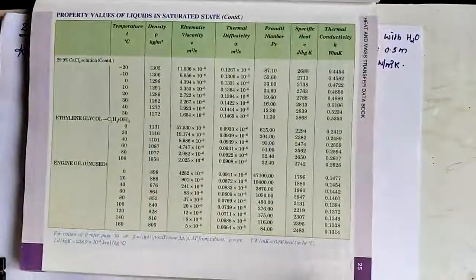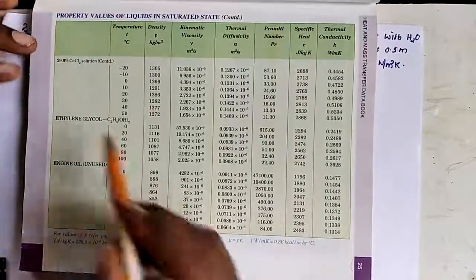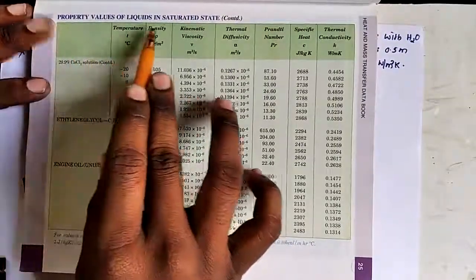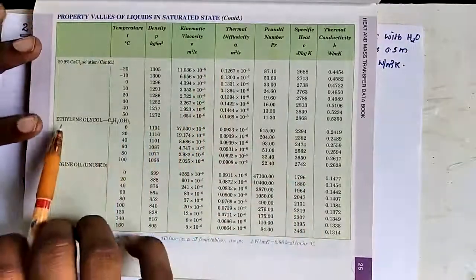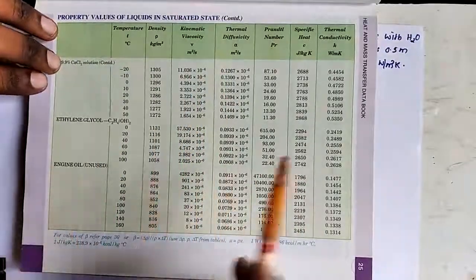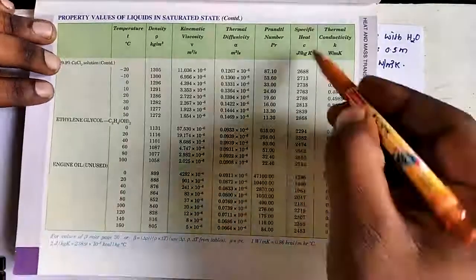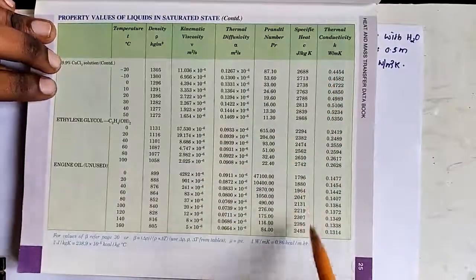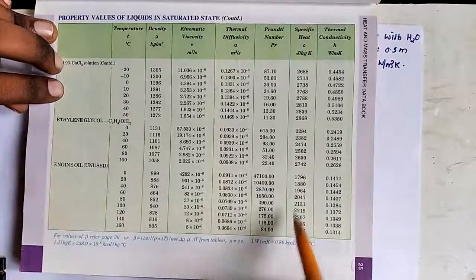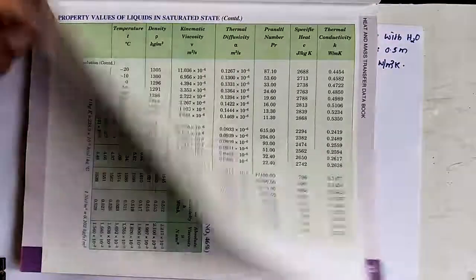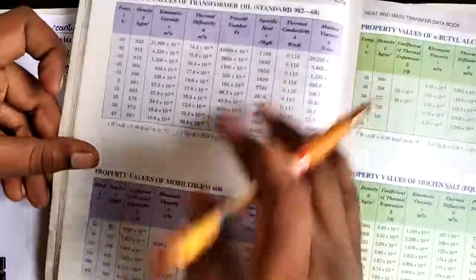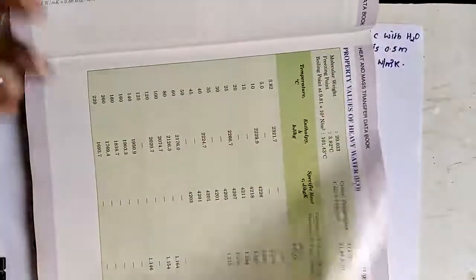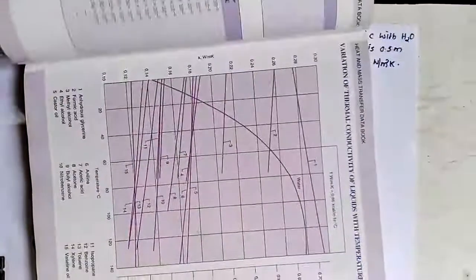In this HMT data book, from page number 25, we can see property values for a lot of liquids in the saturated state. Ethylene glycol is there, and the engine oil, which is what our question gives. Here the specific heat capacity is 1796, 2284, 83 over a range of temperatures from 0 to 160 degrees Celsius. Similarly, a lot of property values are given for transformer oil, Mobiltherm, butyl alcohol and molten salt.